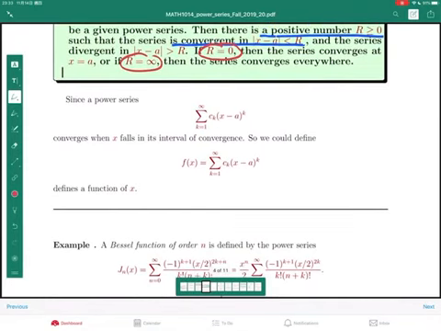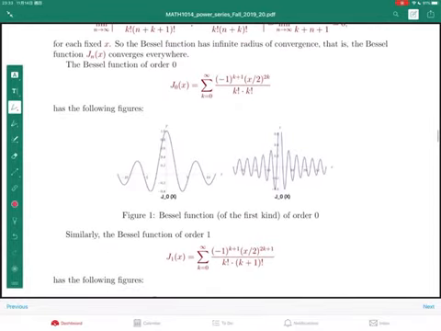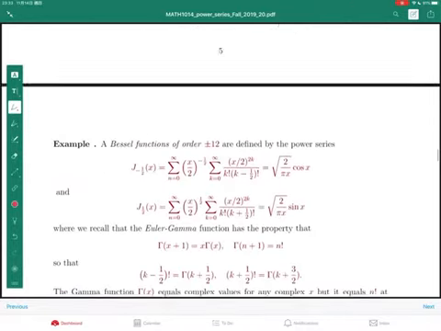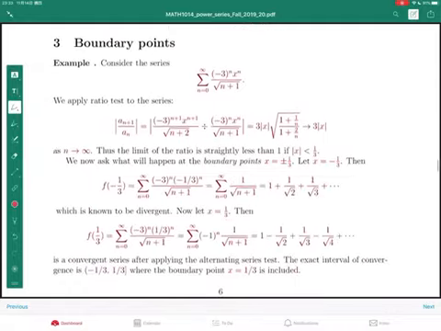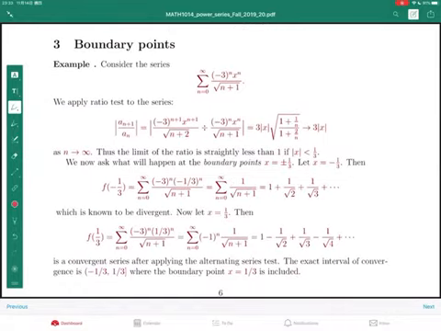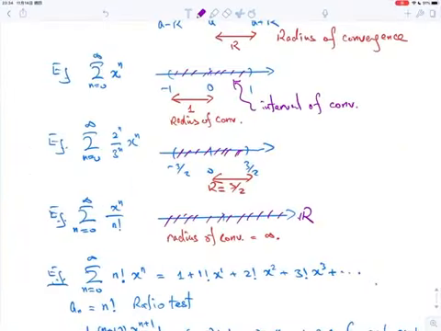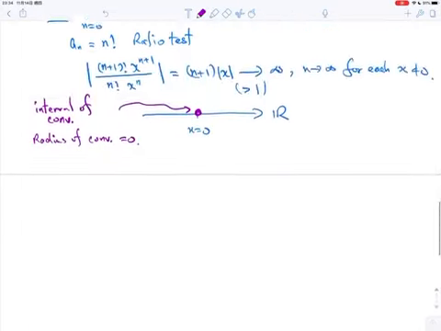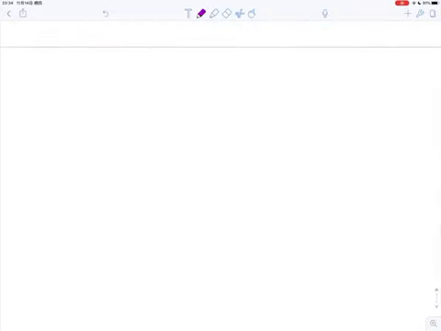Okay, so the next thing I want to discuss is that we're going to jump over these examples of Bessel functions a little, and go straight into part 3. For that, we need to jump back to the writing of the notes. All right, so this is about the boundary points.